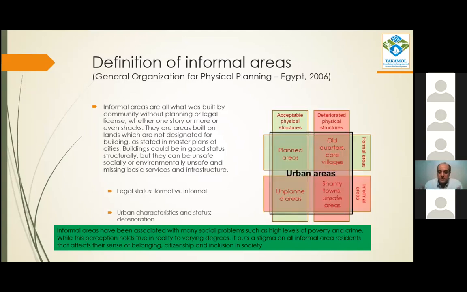If we put this into this small matrix, we have formal areas with acceptable physical structure. These are planned areas, planned districts like Mohamed Doqi, Madinat Nasr.